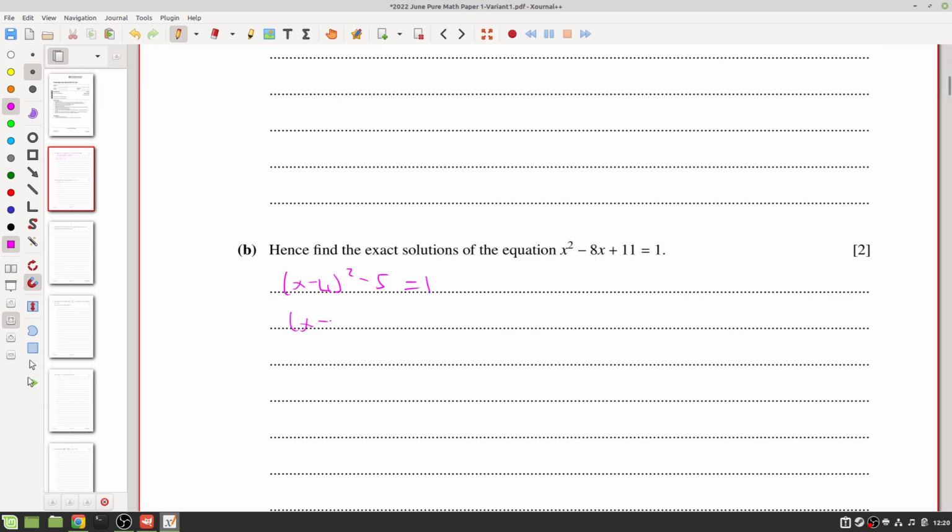Okay, so then we can take over the negative 5. So 1 plus 5 is 6. And then we take the square root of both sides, so x minus 4 is equal to plus or minus the root of 6, and then we can take over the 4. So x equals plus or minus the root of 6, plus 4. Alright.